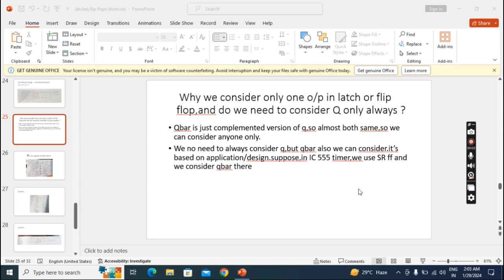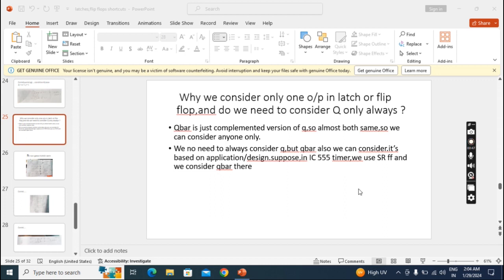In this lecture, you will see why we consider only one output in a latch or flip flop. We know there are two outputs for a latch or flip flop, Q and Q bar. Of course, we can name them with other names also. But out of Q and Q bar, we mostly consider Q. So, why do we consider only one output? That we will discuss. Out of two outputs, why do we consider one? And one more thing, why do we consider Q only? Why not Q bar? Or do we need to consider only Q always? That also we'll discuss.